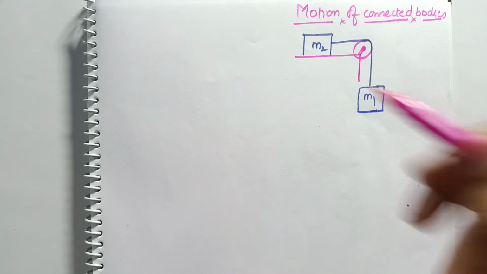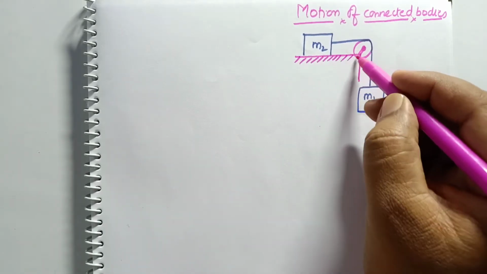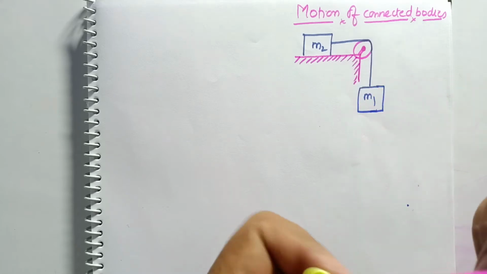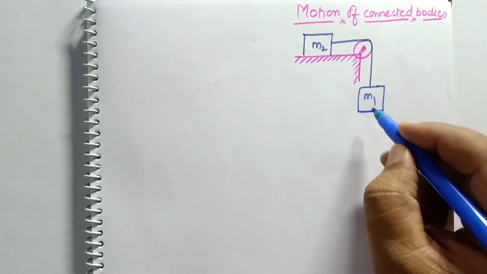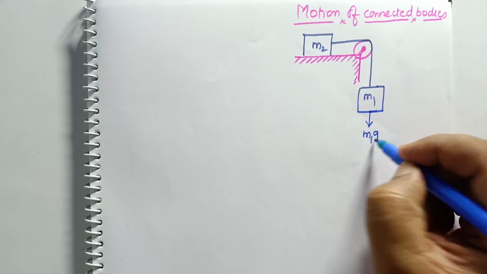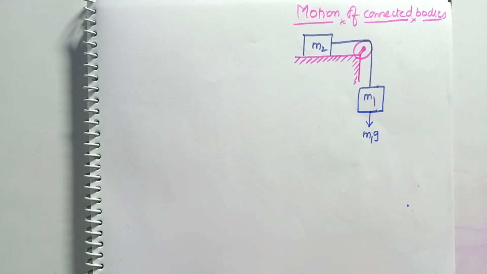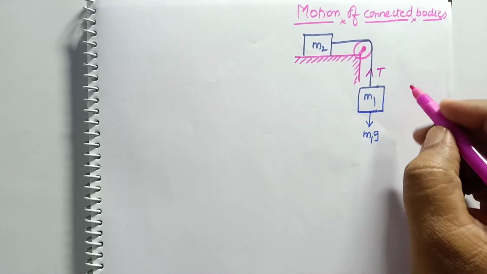Okay, so let us discuss here what is going to happen. This is going to be resting on the table and this is going to be hanging. I am going to discuss a method which is very simple and easy. Let us consider this is mass m1. So what is the force which is acting downwards? Definitely it is m1g which is acting downwards. Next, what is the force which is acting upwards? Definitely tension T is acting upwards.